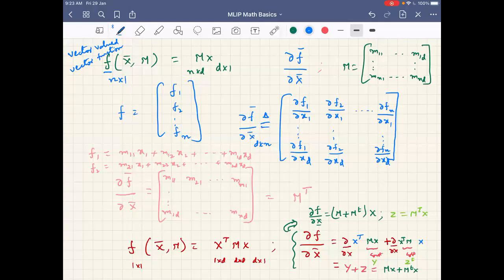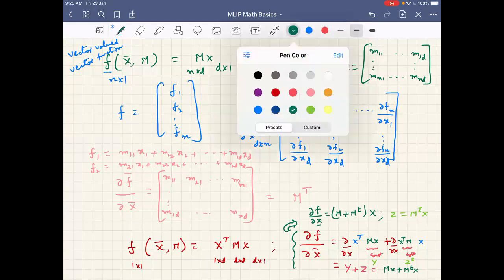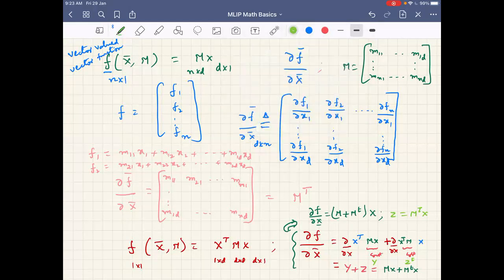Sir, I have a small doubt. In this expression you wrote, you first differentiated X transpose, right, in the first term. Then in the second term, you are differentiating X transpose into M, right? Not X transpose into M. I am differentiating Z transpose into X. Sir, but now if you have differentiated X transpose in the first term, then you have to differentiate everything but that term in the next term, no, sir?